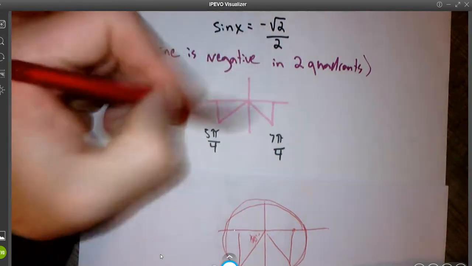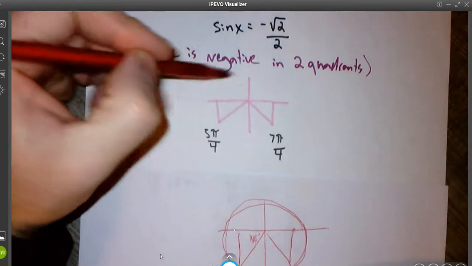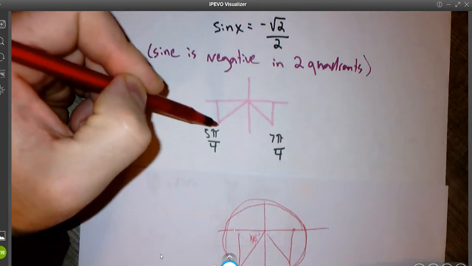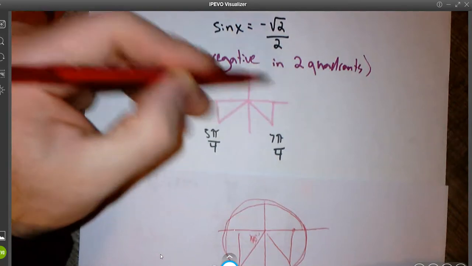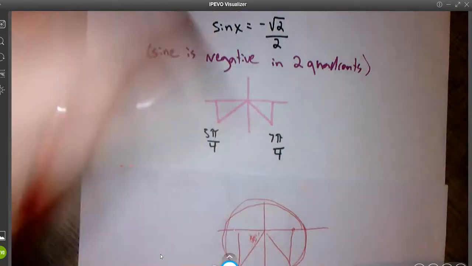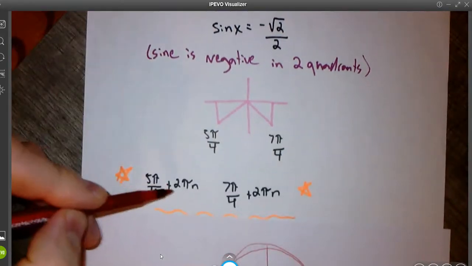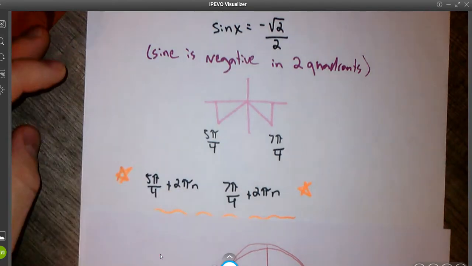There's no symmetry again. From 5 to 7 is 2. From 7 on to the next one, which would be 17, is more than 2. There's no symmetry. The distance from here to here is not the same as the distance from here to here. So I can't use that efficient symmetry that I was talking about. So we just write each one and add, go around the circle a certain number of times.